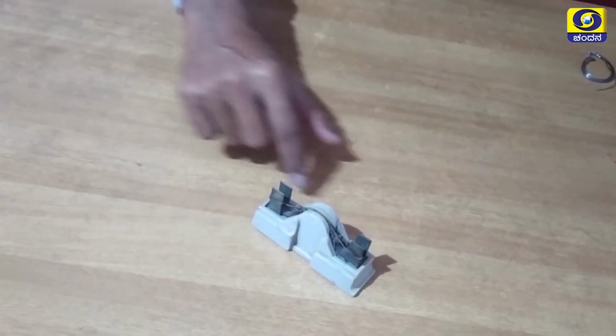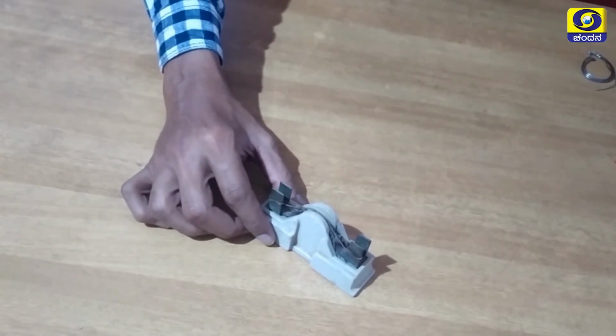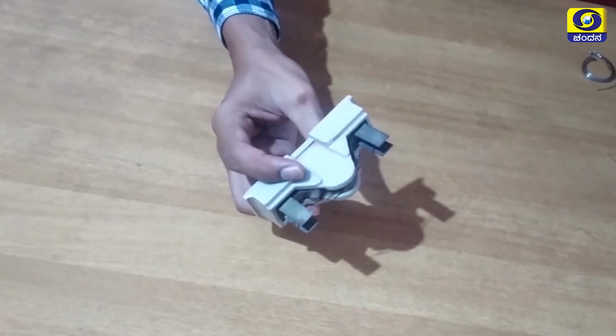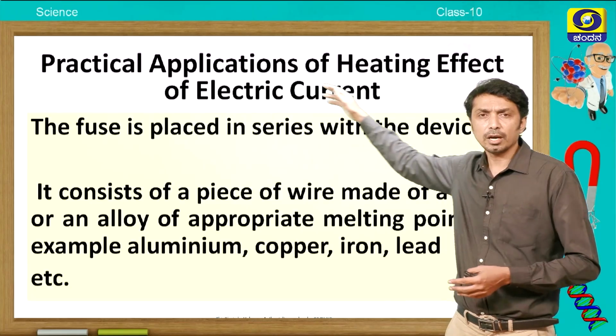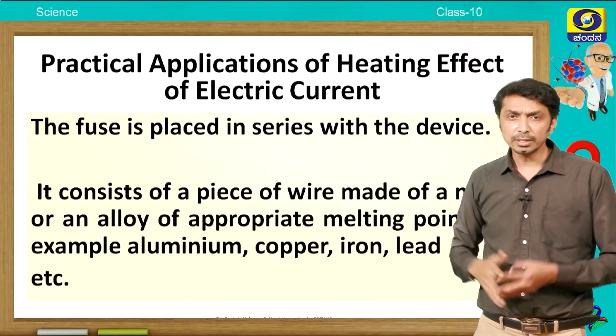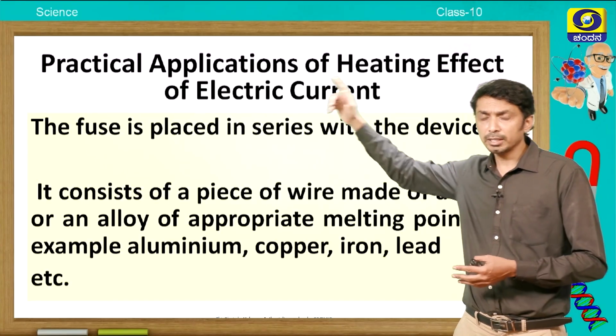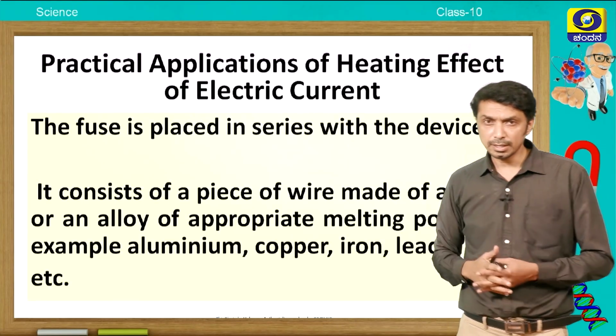Fuse is covered by porcelain. Why do we need this? So this porcelain acts as an insulator. The fuse will avoid the flow of electrical current to the device. So remember, the fuse is always connected in series.